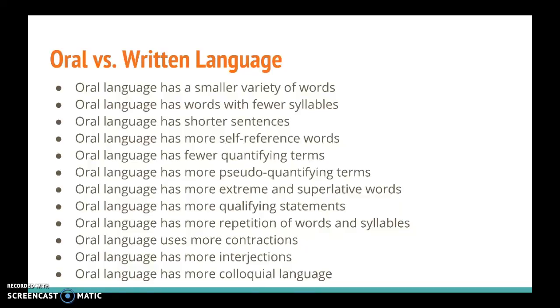So those are just some of the differences that exist between oral and written language. Overall, we see that oral language is much more informal than written language, and again, that's mostly because of the off-the-cuff nature of oral language. Because we're thinking of things on the spot, we can't think as deeply as we do when we write, and we also just want to make sure that we are easily understood by our audience.